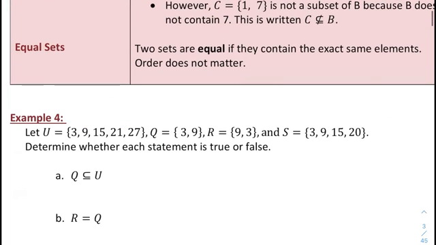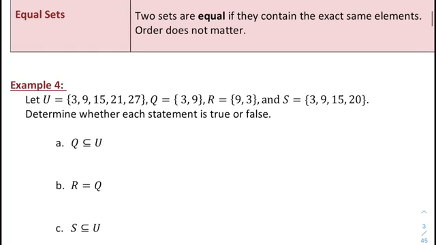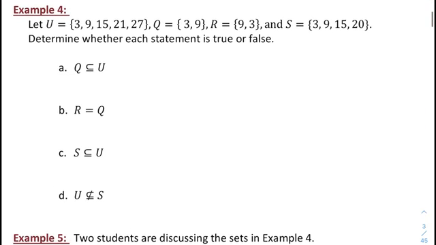And our last property is that two sets are equal to each other if they contain the exact same elements. The order does not matter. Okay, so let's look at these sets and see whether or not each statement is true or false.